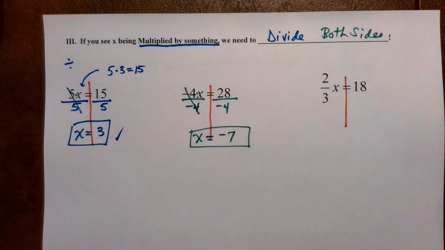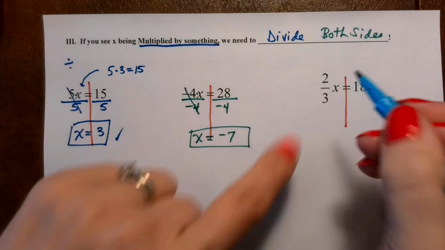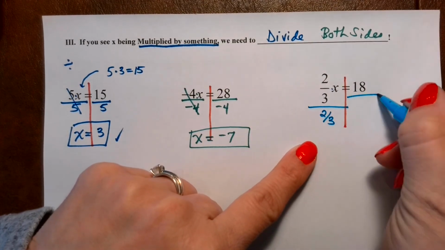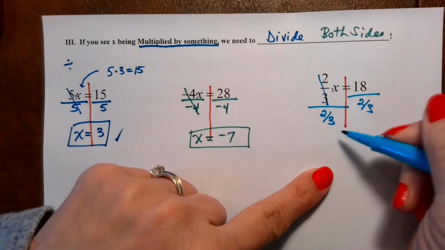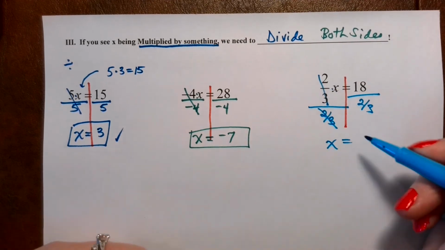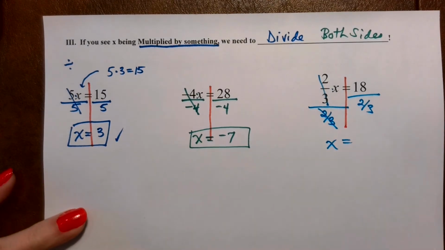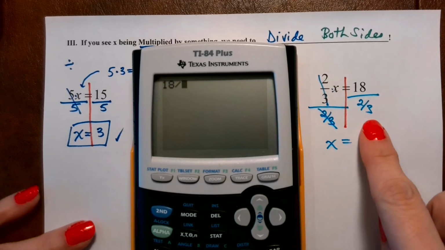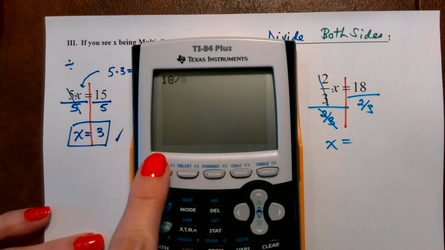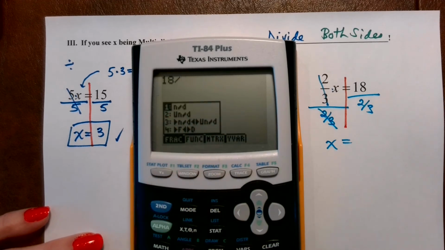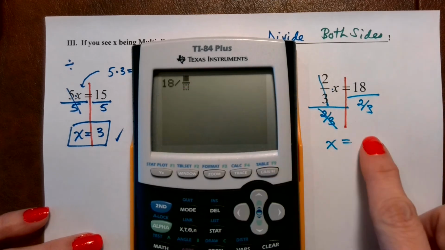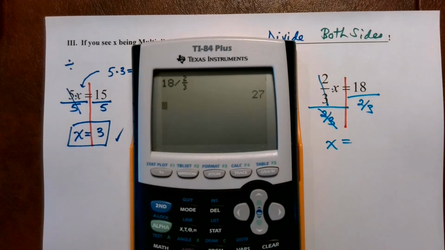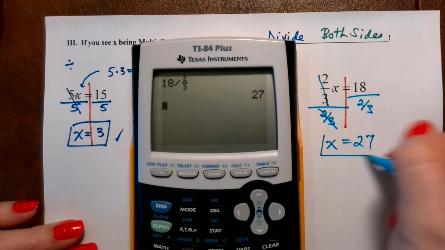And the last one. This one's fun because it's a fraction. X is getting multiplied by a fraction, so I'm going to divide by the fraction. The fraction cancels with the fraction, but over here, we definitely want to make sure we know how to use our calculator for this. So you're going to take 18, and divide by a fraction. The fraction button is alpha y equals, and it's number 1. The fraction is 2/3. Please make sure you practice with your calculator so you know how to do fractions, and the answer is 27.